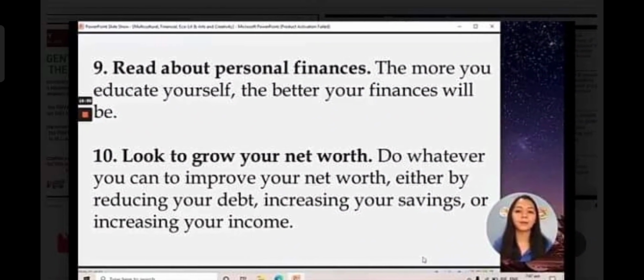Read about personal finances. The more you educate yourself, the better your finances will be. Look to grow your net worth. Do whatever you can to improve your net worth, either by reducing your debt, increasing your savings, or increasing your income. Much better. Debt is not good, or debt has negative effects in our lives.